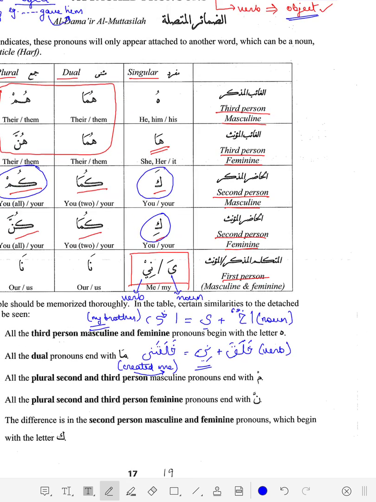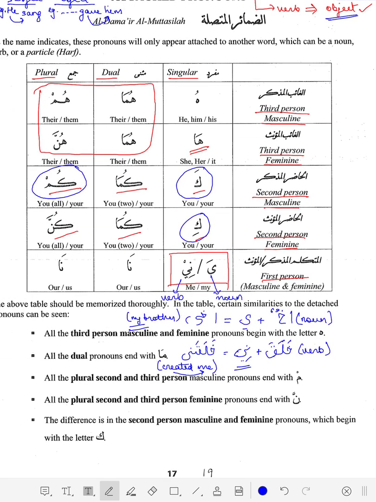And if we are talking about first person dual or plural, we say na. Like Rabbana, our Lord. So this is what we have. This is lesson number 4.